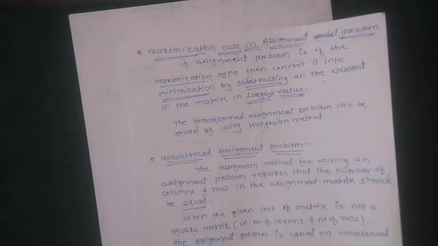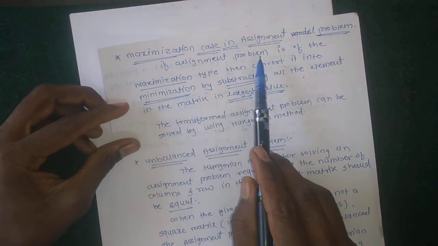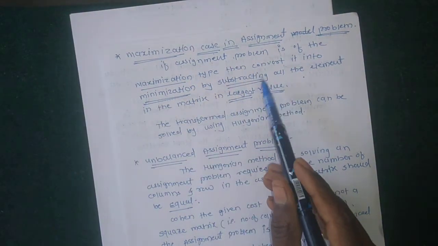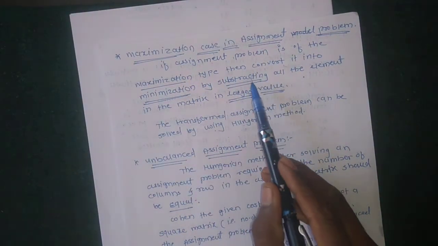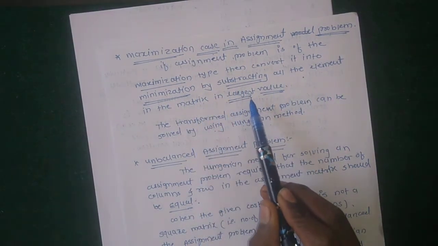Today we are going to discuss some examples on the assignment model for some special cases. The first case is if a given problem is of maximized type. If a given problem is of maximization type, how do we solve it using the Hungarian method? If a maximization type problem is given, we convert it to minimization by subtracting all the elements in the matrix from the largest value.